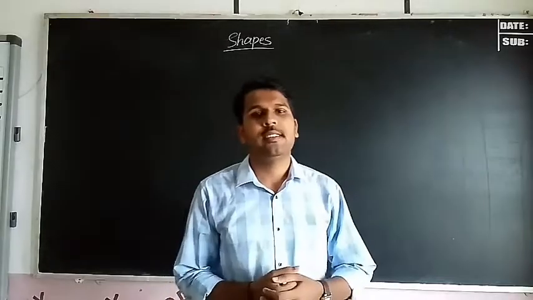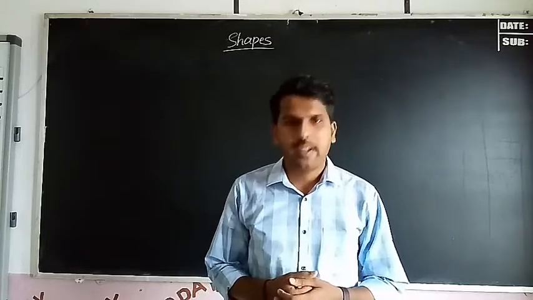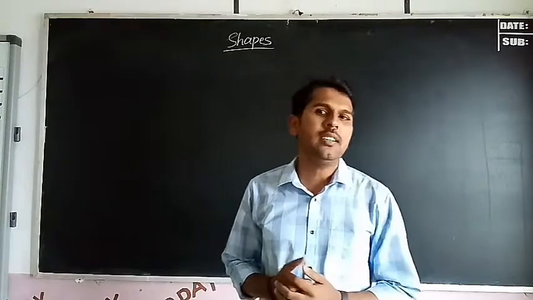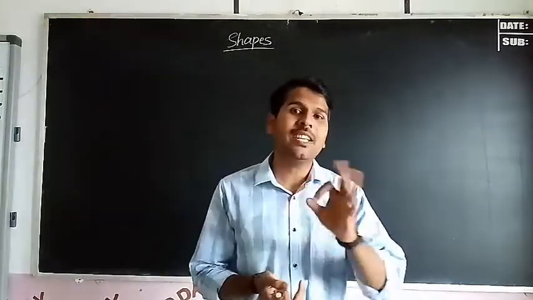Hello my dear students, in the last class we discussed the types of angle. So, 5 types of angles. What are they? First one, zero angle. Zero angle means no angle will be formed. That means the measure of the angle is 0 degree.